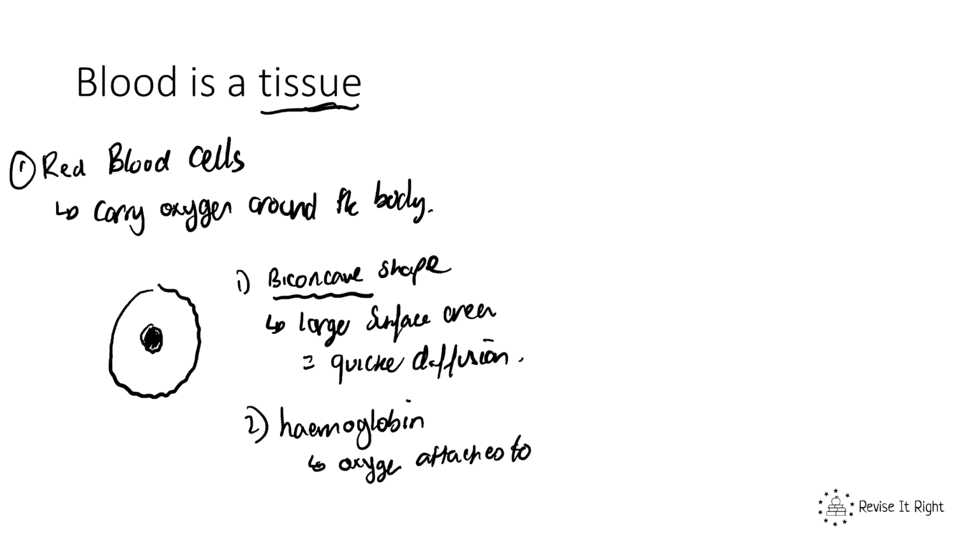And the third adaptation is that they contain no nucleus. Now why is that important? Well, if you think about it, if they don't have a nucleus, they can have more space for hemoglobin, so there can be more hemoglobin in the red blood cell. And if there's more hemoglobin, that means they can carry more oxygen around the body, therefore they're more efficient. They can carry more oxygen around the body in each go, in each circuit, so therefore they are more efficient. So there's the three adaptations of our red blood cells.